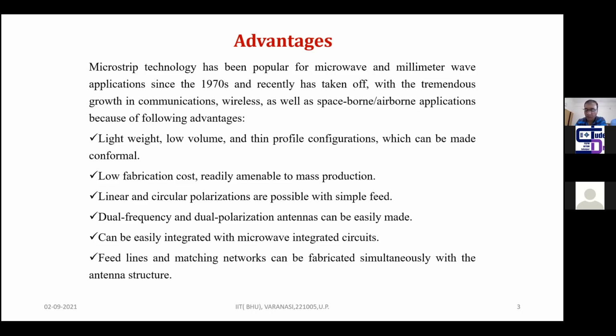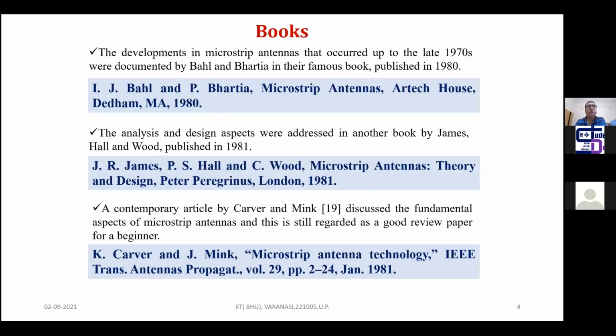So I'm not discussing too much in detail. But before that, I hope you have already read these 2 books and 1 article. This article is a very important one, published in '81 by Carver and Mink. This is the microstrip antenna technology. Before that, you can see there are 2 books I have listed over here.